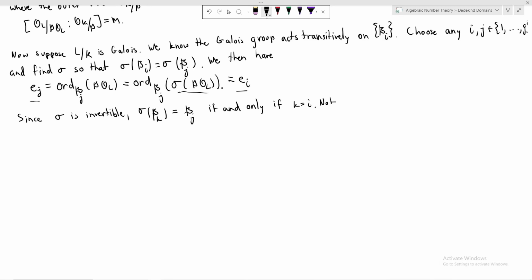The remark I want to make here is that this concept, the order of a prime dividing some ideal, this function is really only well defined because we know that in Dedekind domains we have unique factorization.